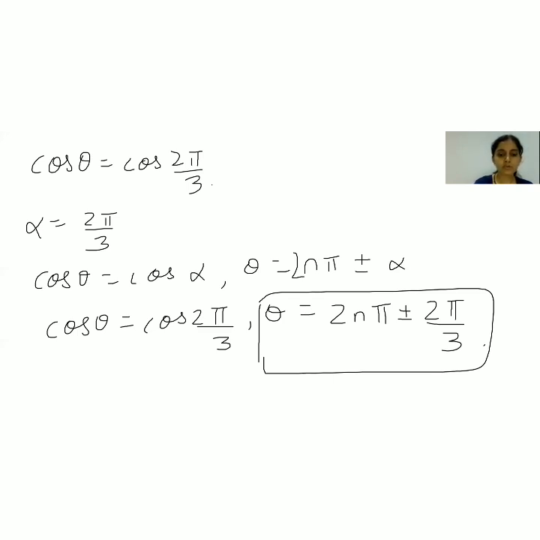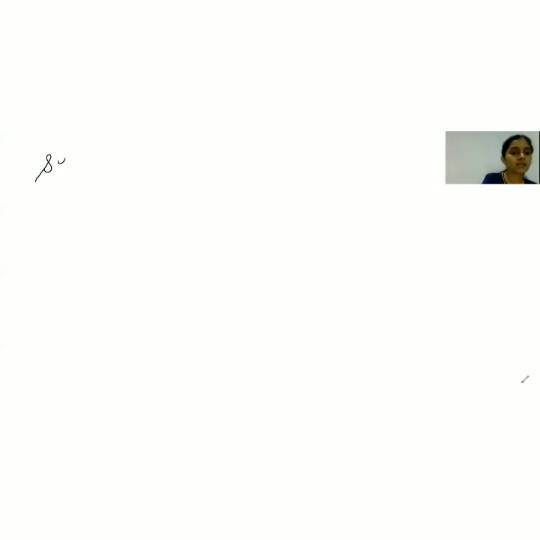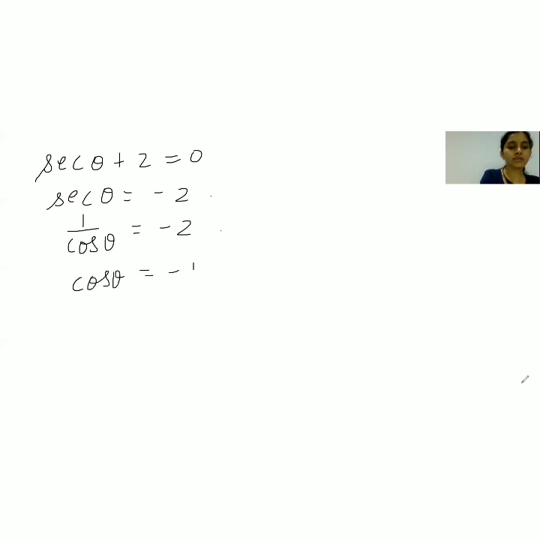Right, now we'll do one more problem. Let's go to another type of this generalized solution. Sec theta plus 2 is equal to 0. So we have to find the generalized solution for sec theta plus 2 is equal to 0. Okay, you have to get it to the reduced form, cos, sine or tan. So what we'll do is sec theta is equal to minus 2. 1 upon cos theta is equal to minus 2. Cos theta is equal to minus half.